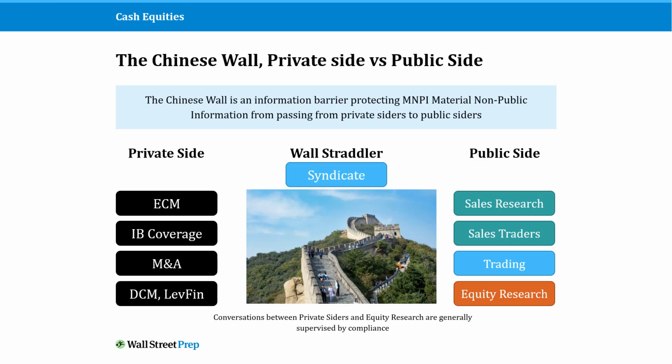In addition, conversations between private side and public side individuals are closely monitored to avoid sharing information, and in particular, conversations between equity research and investment bankers are generally supervised by compliance to avoid the bankers influencing research reports.